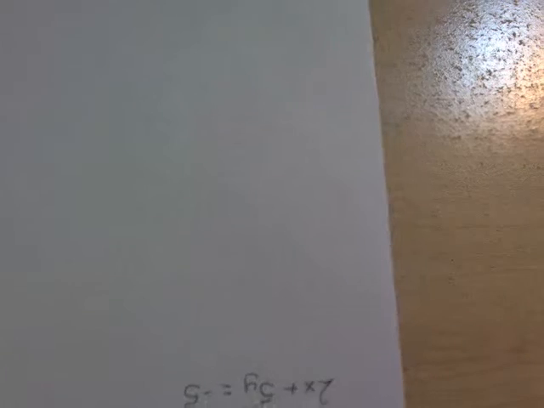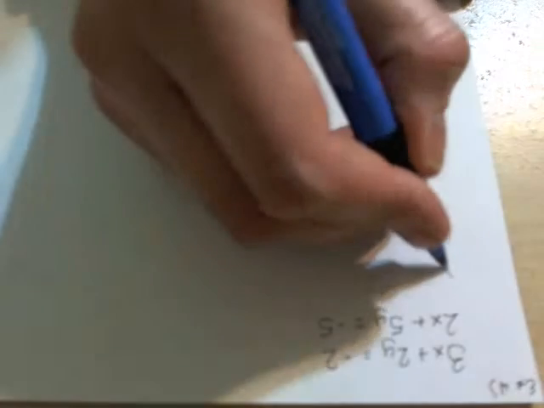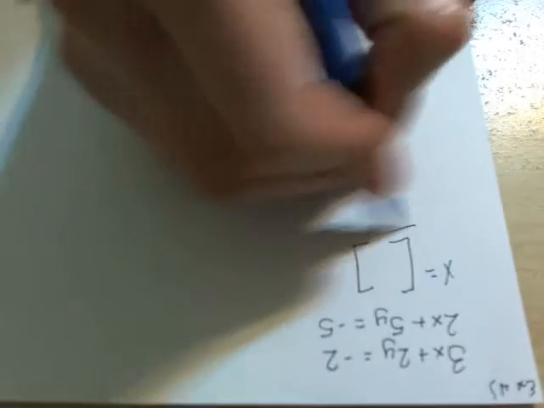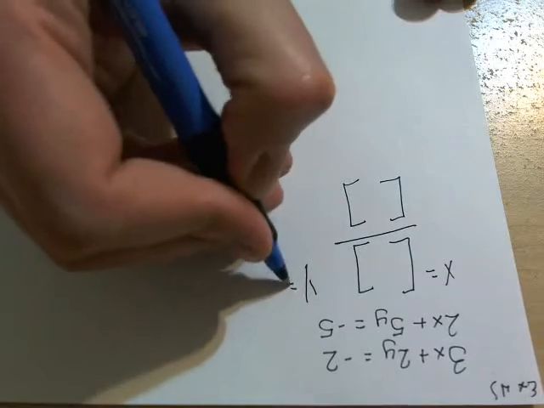All right, let's try one more that's set up, and then we're going to struggle a little bit and take a look at one that's not really set up. So we're taking a look at number 4 here. We've got 3x plus 2y equals negative 2, and we've got 2x plus 5y equals negative 5. So the first thing we see here is that these are in order of standard form, x, y's, equal signs, and numbers. So they've taken care of the tough stuff for us.